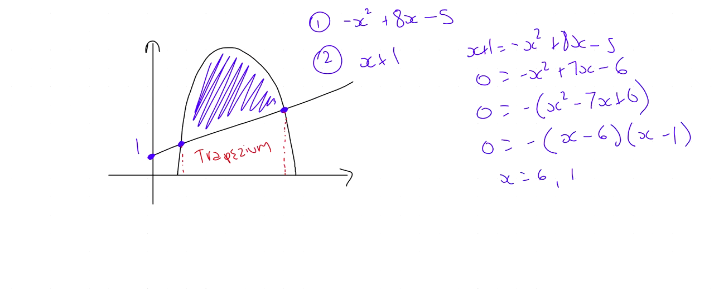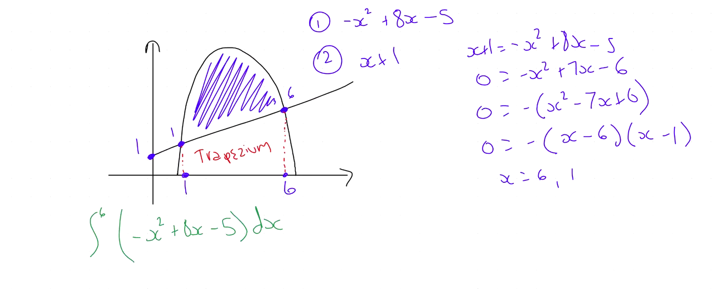So this is 1, this is 6, right? 6 and 1. So those are my boundaries. That's how I'm going to integrate. Okay? So let's do that in another color. So we're going to integrate from 0 to 6, and we're going to integrate this equation. So negative x squared plus 8x minus 5 with respect to x. Sorry, I don't know why I wrote that. Very good point. That should be 1.